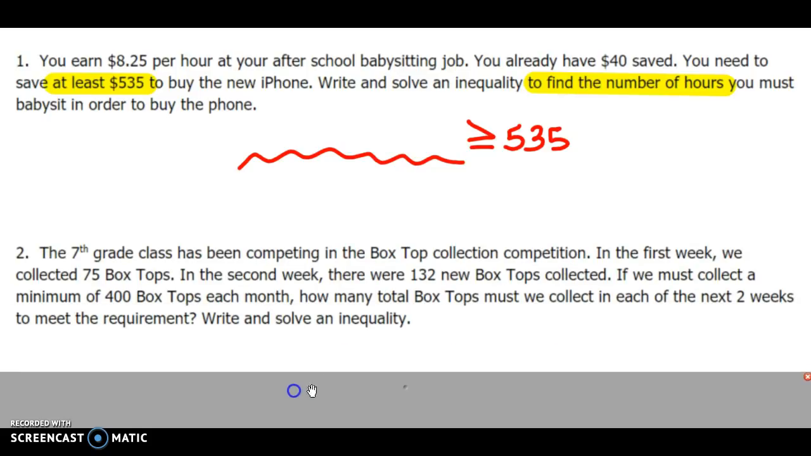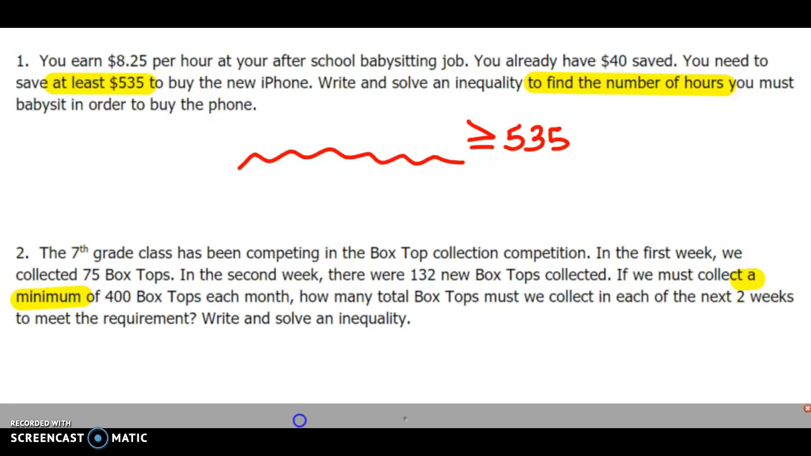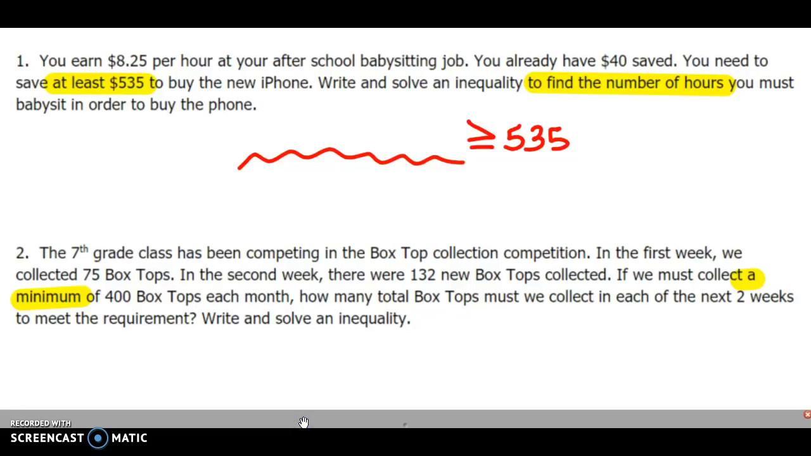And that second example, the 7th grade class has been competing in the box top collection competition. The first week we collected 75 box tops. The second week there were 132 new box tops collected. If we must collect a minimum, there's your inequality phrase, of 400 box tops each month, how many total should we collect in the next 2 weeks to meet the requirement?